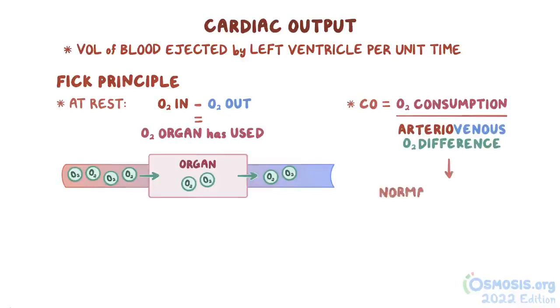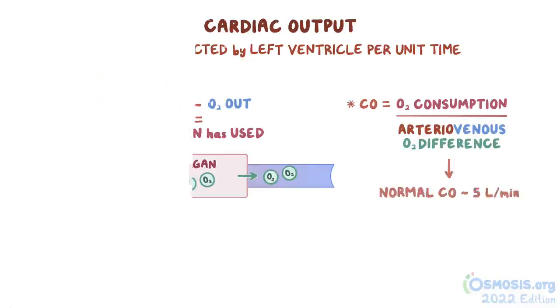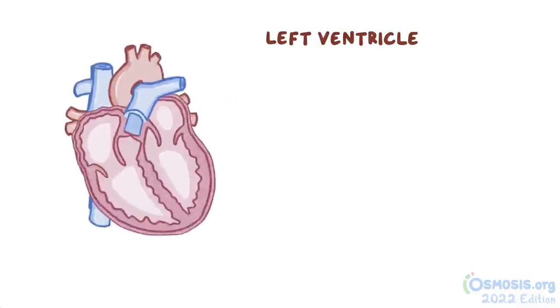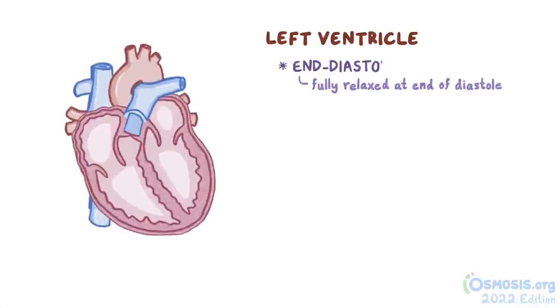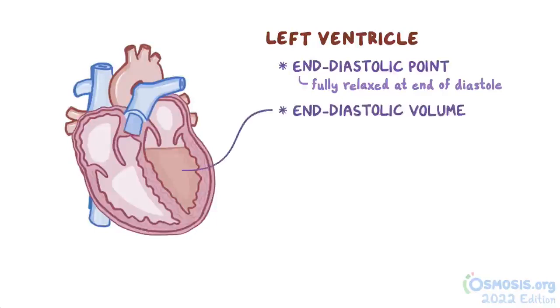Both methods render normal cardiac output to around 5 liters per minute on average. To measure cardiac output, we first have to take a look at the left ventricle. There's a moment when the left ventricle is fully relaxed. It occurs at the end of filling or diastole, also called the end diastolic point, and the volume of blood within the left ventricle is called the end diastolic volume, and it's about 120 milliliters.